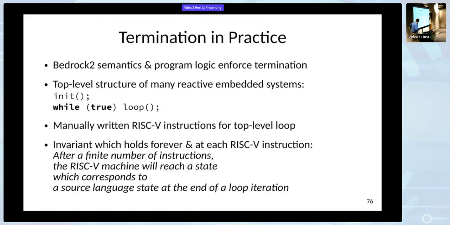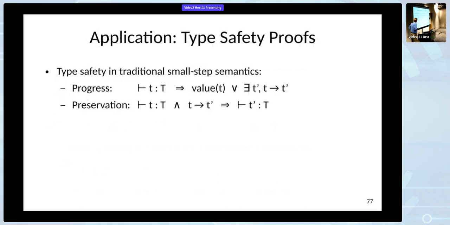And then we have this invariant that holds after each RISC-V level instruction, which says that after a finite number of instructions, the RISC-V machine will reach a state which corresponds to a source language state at the end of a loop iteration. So there's a little manual work around it, but then we can use this for an infinitely reactive system. And now two more applications.